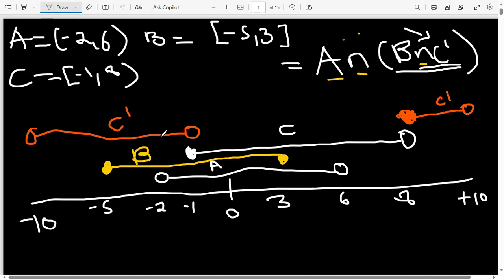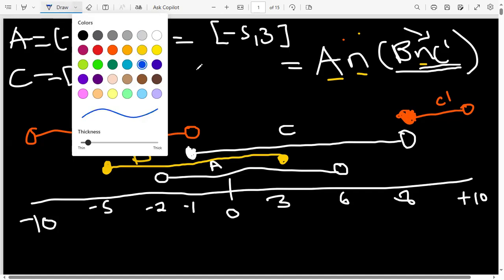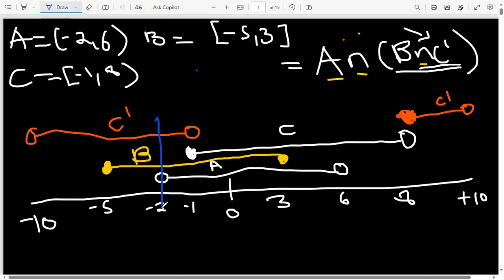Okay, so we want to find a point where these 3 lines are overlapping, meaning they are on top of each other. So we see that it is within this part. Let me show it in blue. It is from here. So in between here, we can see that the white line, yellow, and this red line are overlapping. So it means our A intersection B intersection C complement is just within from -2 to -1.